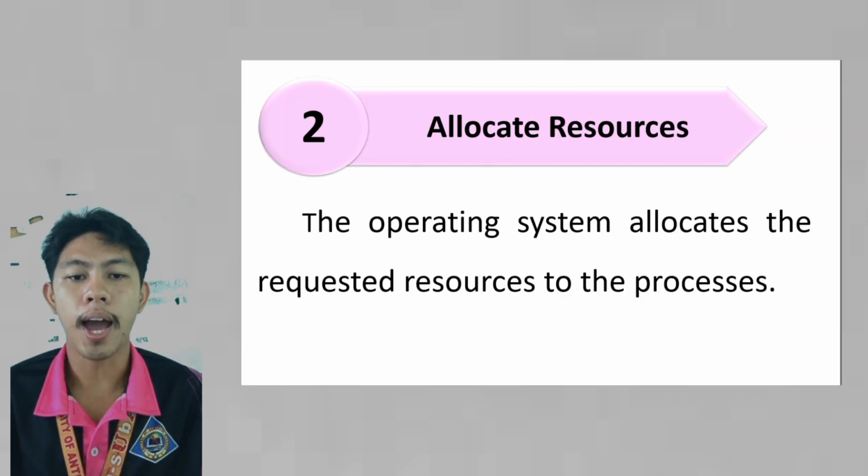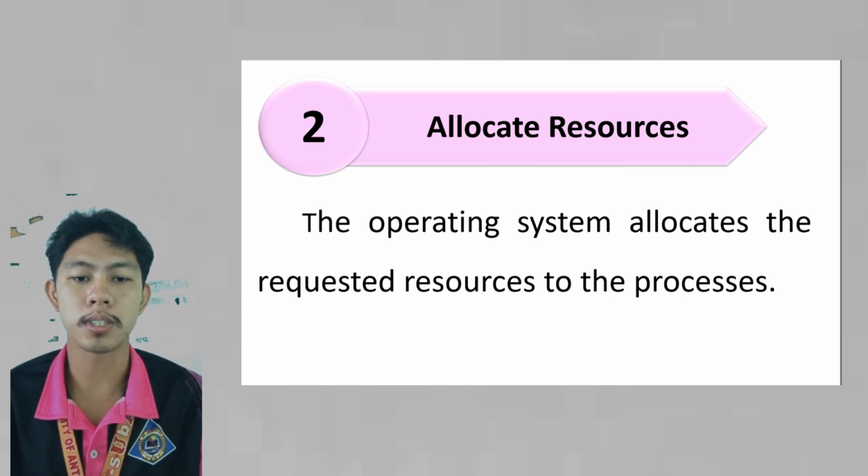Number 2, allocate resources. The operating system allocates the requested resources to processes. Example, an operating system, or OS, acts as a resource manager, allocating and deallocating resources to different processes. This ensures that multiple processes can share system resources efficiently and prevents conflicts.